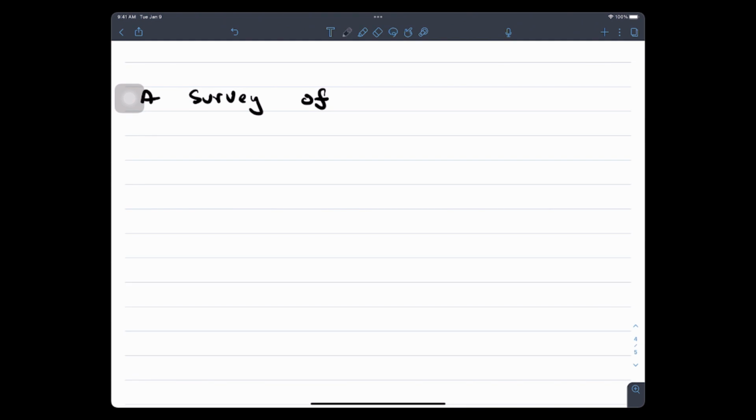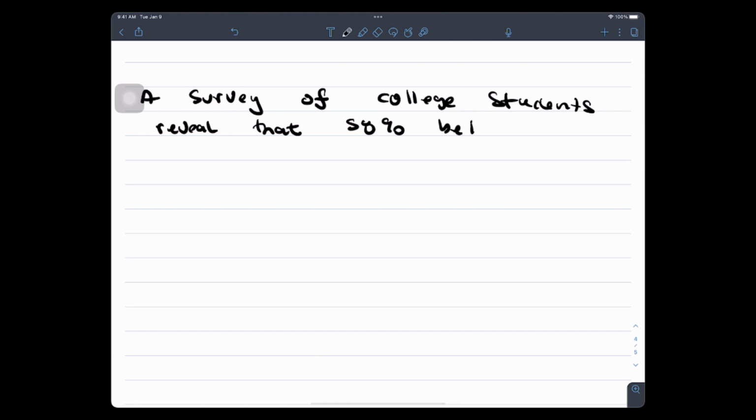A survey of who? Oh, let's do a survey of teenagers. Should it say teenagers? Oh, how about this one? Let's change it. Let's go back to college students. A survey of college students reveals that 58% believe in ghosts.